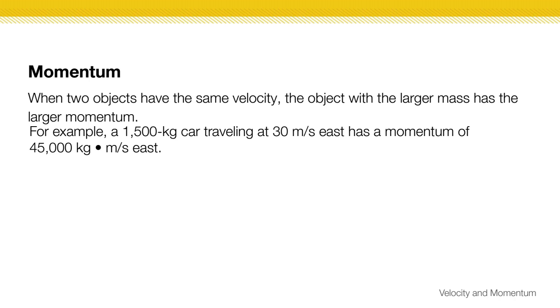So now let's say that two objects had the same velocity. So you had two balls rolling down the hill, moving at the same velocity, so they're going in the same direction, same speed. The one with the larger mass has the larger momentum. So for example, if you had a 1,500 kilogram car traveling 30 meters per second east, it has a momentum of 45,000 kilograms, not kilometers, sorry, times meters per second east.